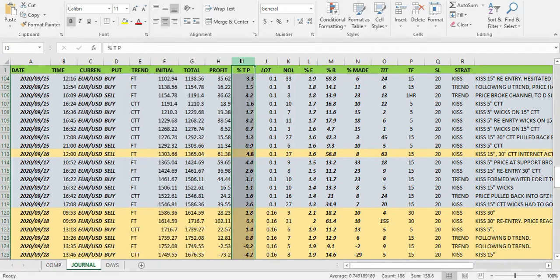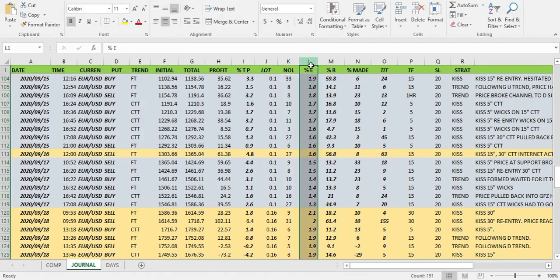Then I calculated the total profit by simply dividing the profit by the initial amount multiplied by 100. Then this is the lot size. The lot is quite interesting actually. I blew up a lot of accounts and I noticed that the lot didn't matter as much as the number of trades. So the more trades you enter, the more money you make, but also the more risk you take.